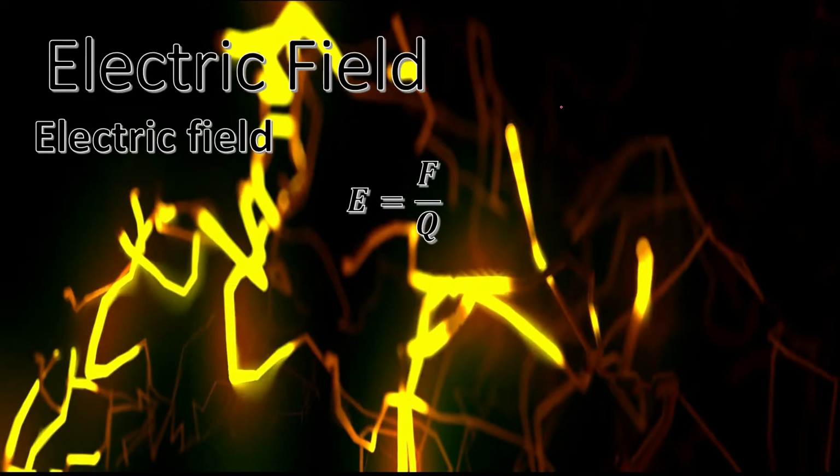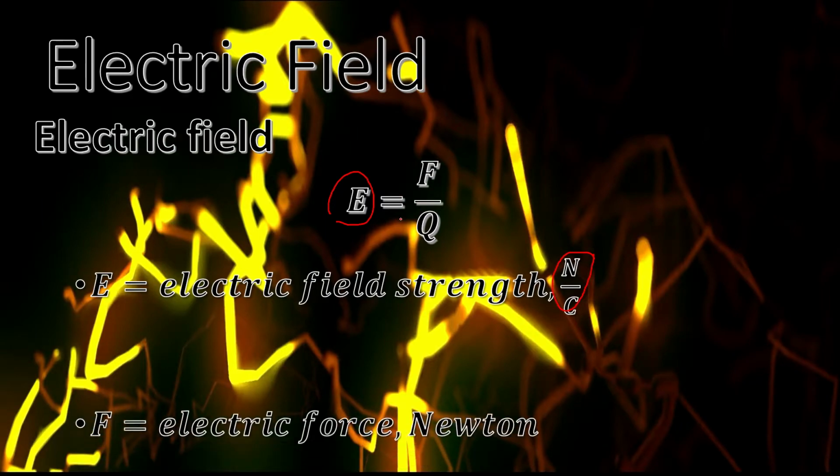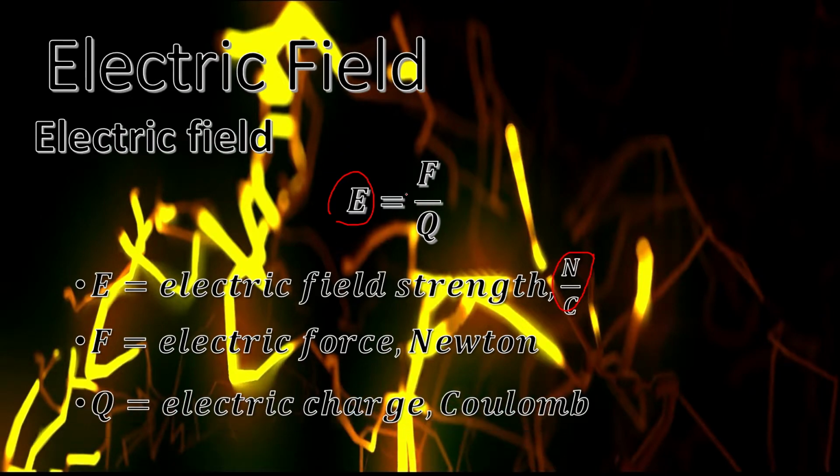So what is the formula for electric field? It is electric field strength, or electric field E equals force over the charge. So our E here is electric field strength, which has a unit of Newton per Coulomb, and F is electric force, which is in Newton, and Q is electric charge, which has a unit of Coulomb.